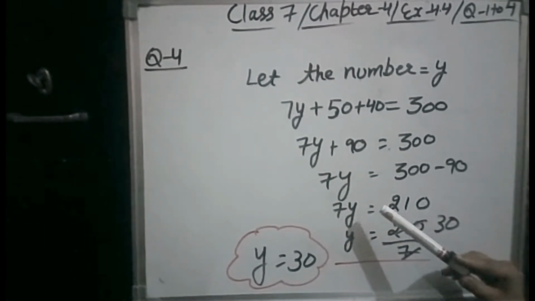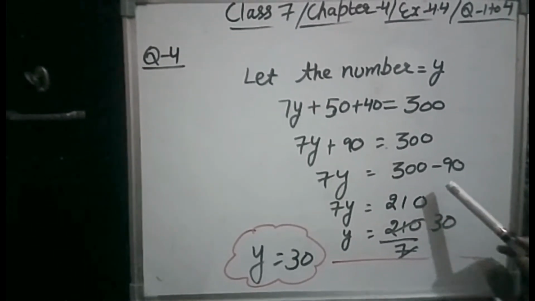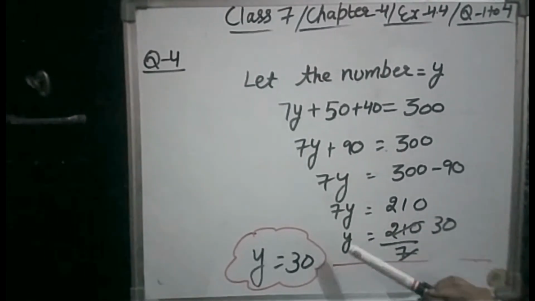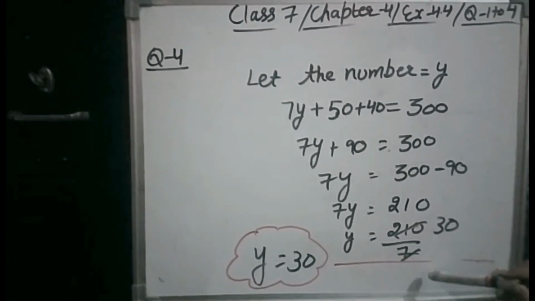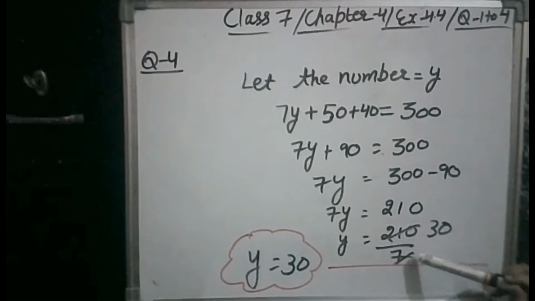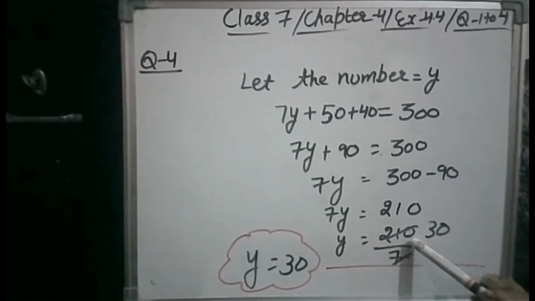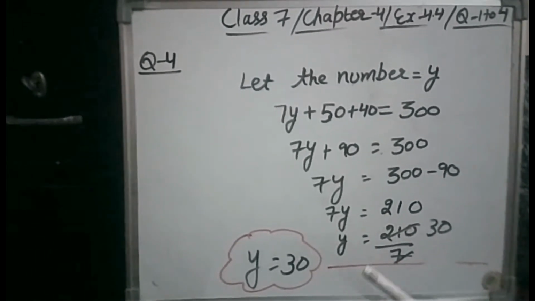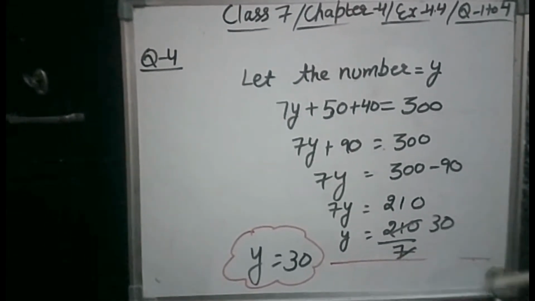So 7y, we have to find the y value. First 90 will go to that side, plus will turn into minus. So 300 minus 90 would be 210. So 7y, we have to take out the y value. So 7 will go into the fraction because here it is multiplication. After reducing into lowest terms, we will get 30. 7 ones are 7, 7 threes are 21. 0 remains like that only. It means that the number's identity is 30. That number is 30. And it is very easy, student.